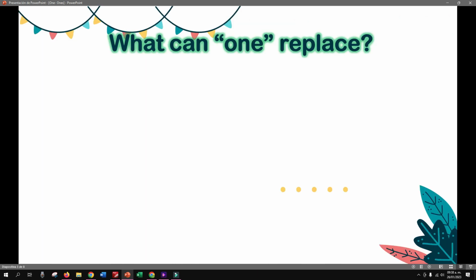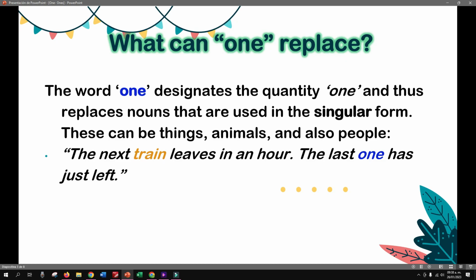What can one replace? So there you have it. Diana, can you help me reading, please? Okay. The word one designates the quantity one and thus replaces nouns that are used in the singular form. These can be things, animals, and also people. The next train leaves in an hour. The last one has just left. Okay, perfect. Thank you, Diana.